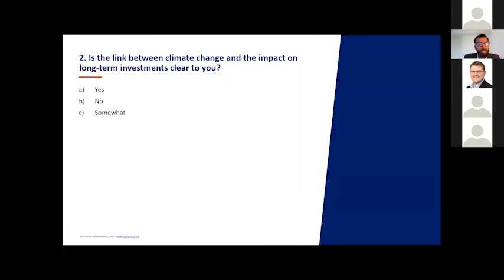Before jumping into the next session, we want to, again, get some engagement from you guys and ask you another poll. So we want to ask, is the link between climate change and the impact on long-term investments clear to you? It would be great if you can let us know what your feelings are on this.